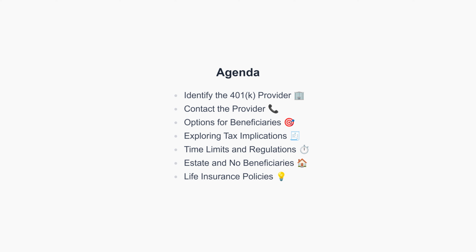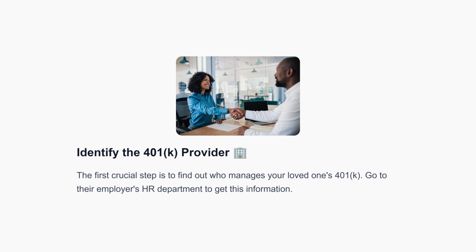First, we'll talk about identifying the 401k provider. Next, contacting the provider will be our focus. Then we'll explore options for beneficiaries and the associated tax implications. This will be followed by discussing the time limits and regulations. We'll also cover the actions to take if there are no beneficiaries, as well as looking into any related life insurance policies. The initial step involves figuring out who the 401k provider is.